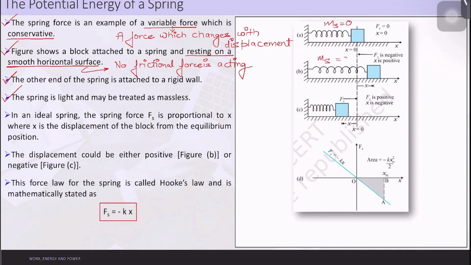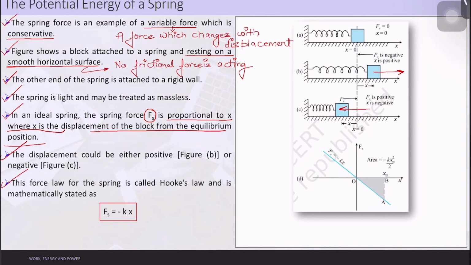Now, in an ideal spring, the spring force Fs. So there will be some force which is acting upon it, correct? That force is proportional to, please look at this definition very clearly. In an ideal spring, the spring force Fs is proportional to x, where x is the displacement of the block from the equilibrium position. The displacement could be either positive or negative. So let us say we are trying to pull the block here, and here we are trying to push the block.